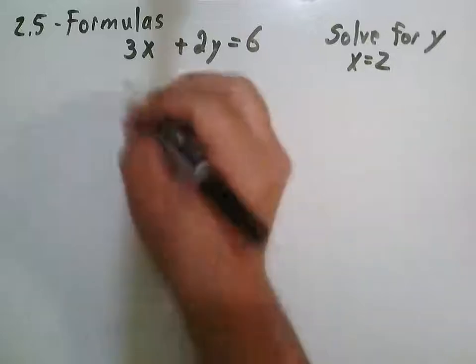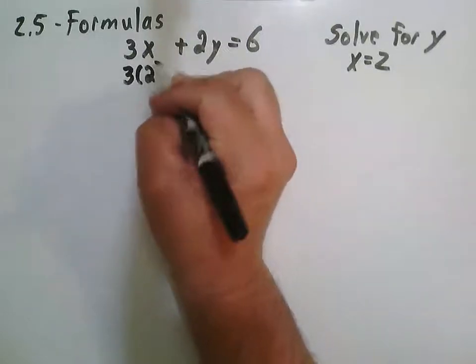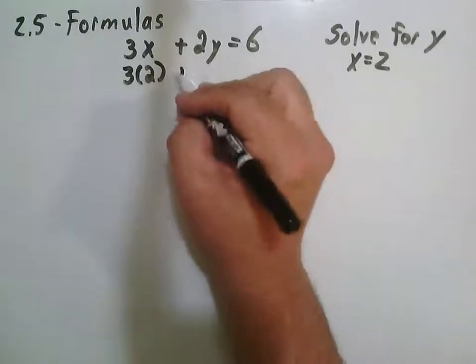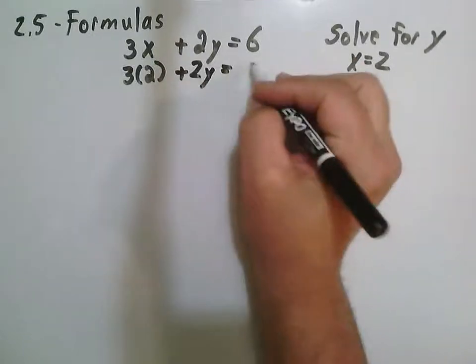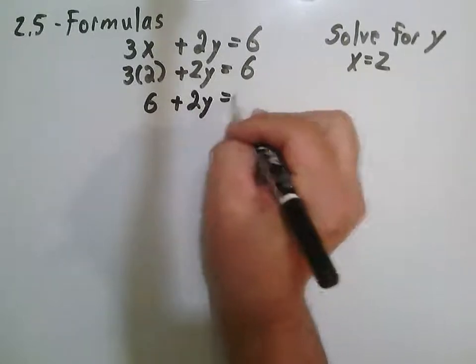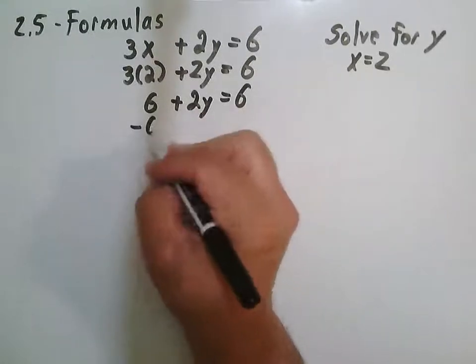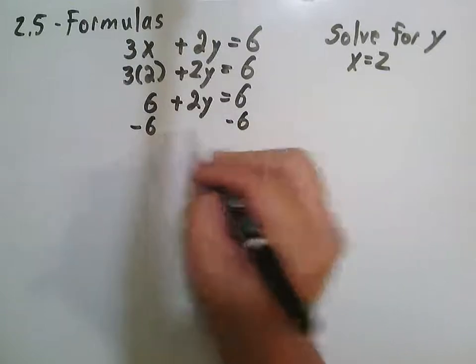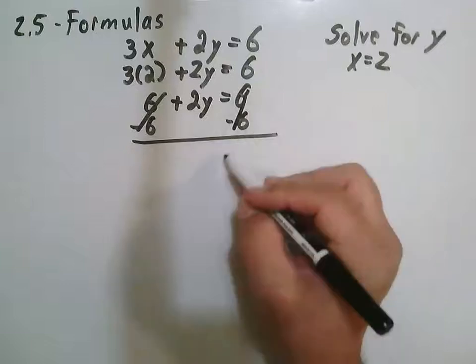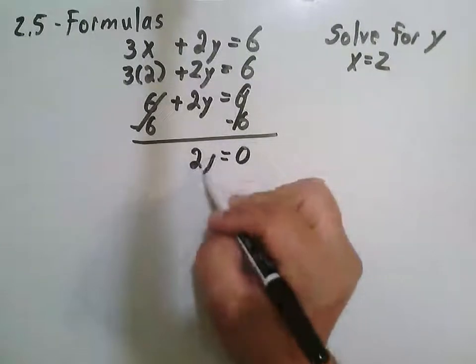So I'm going to plug in the 3 times 2, and all I'm doing is just substituting my x for my 2 because I know what that is equal to. And I'm just going to continue on. 3 times 2 is 6. And the opposite of positive 6 is negative 6. Whatever I do on one side of the equation, I always do on the other side. That allows that to disappear. 6 minus 6 is going to give you a 0. And this is 2y is equal to 0.